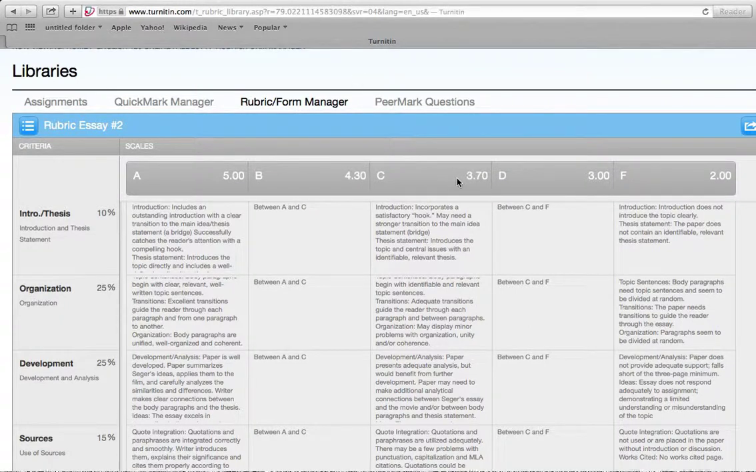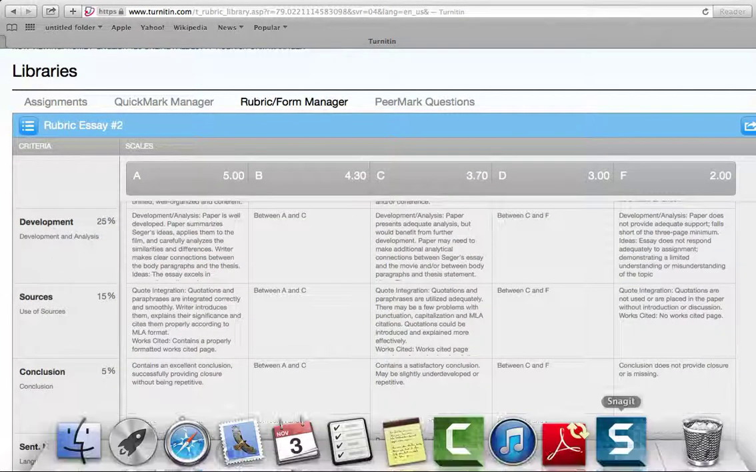So that is my explanation for how to look at the rubric for Essay 2. I hope that it's helpful to you in understanding what you did well and what you can work on for next time.